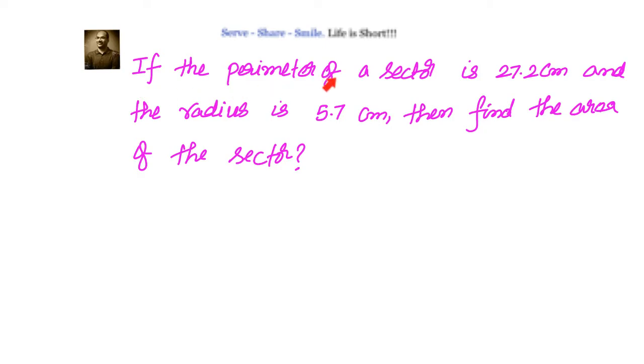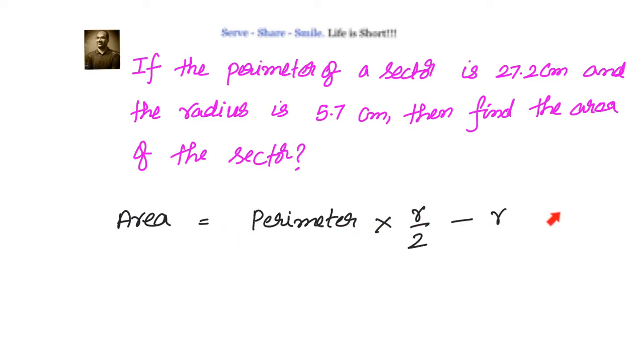If the perimeter of a sector is 27.2 centimeter and the radius is 5.7 centimeter, then find the area of the sector. We have been given the perimeter of the sector and we know the radius. We have to find out the area of the sector. Now the formula we'll be using is area equals perimeter into r by 2 minus r square.